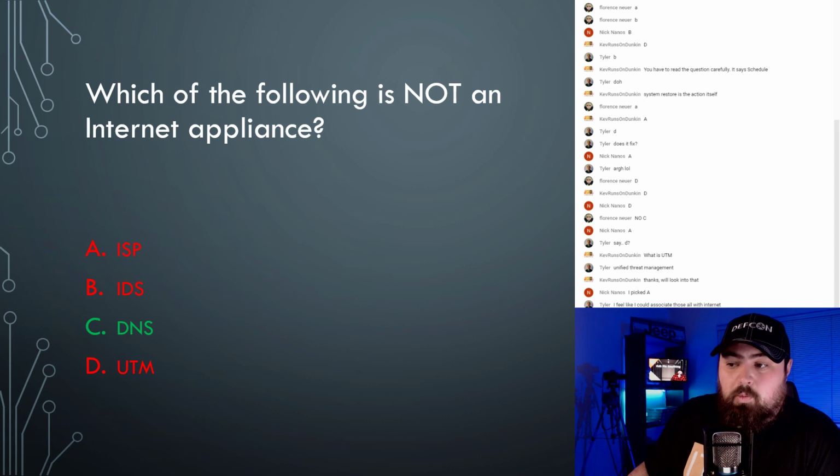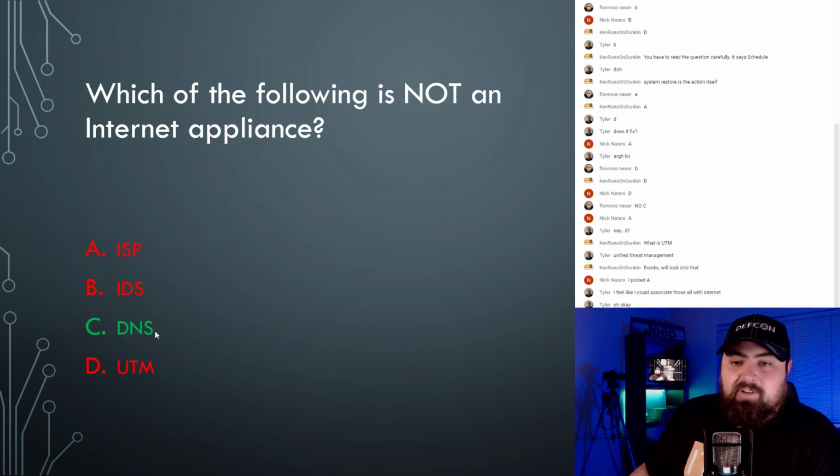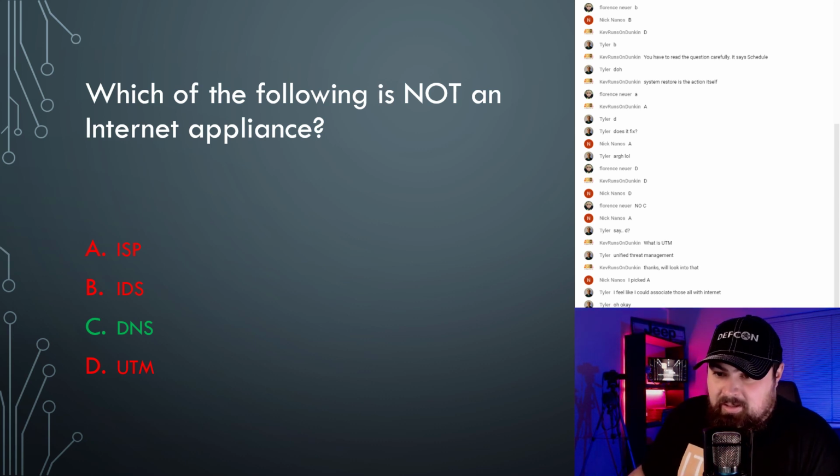So that gives you a hint what an IDS is, an Intrusion Detection System, which just detects that something is possibly going wrong and notifies you. An IPS actually prevents the thing. And then DNS, Domain Name Service. So that's why it is not an internet appliance. So, Unified Threat Management.